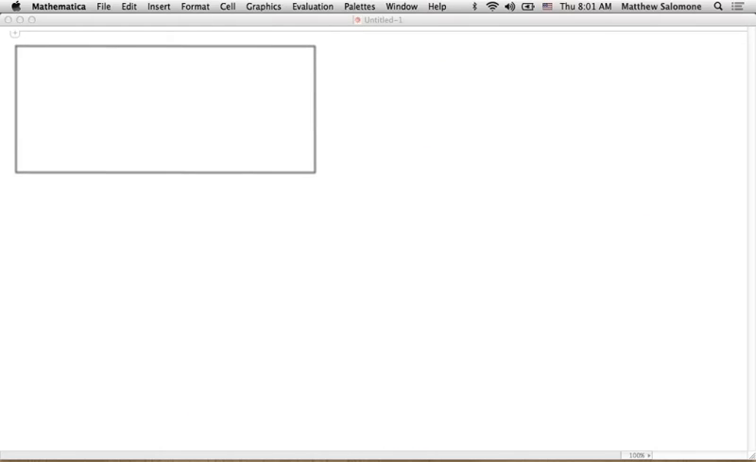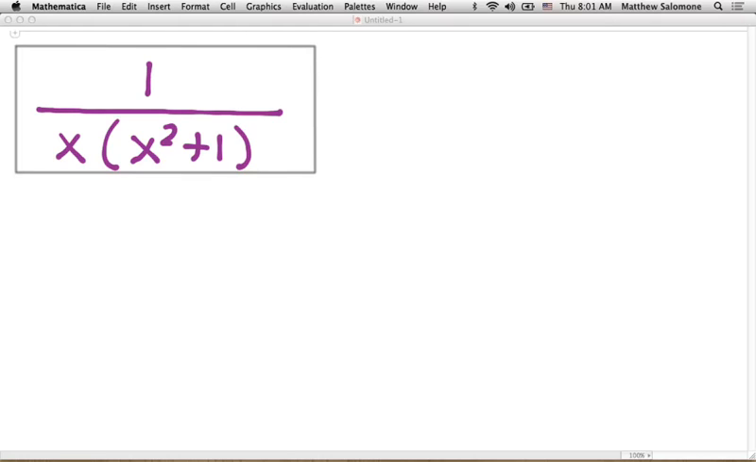The last thing that we haven't talked about is what happens when we have a rational expression in the denominator that is irreducible. Let's say I have x times x squared plus 1, and then maybe a 1 upstairs. So I can't factor this denominator any more than it's already been factored. So what are the denominators in my partial fraction decomposition going to be? x on the one hand, and x squared plus 1 on the other.